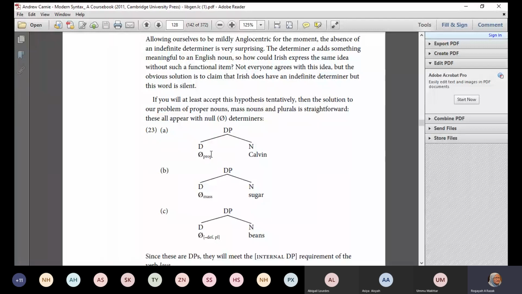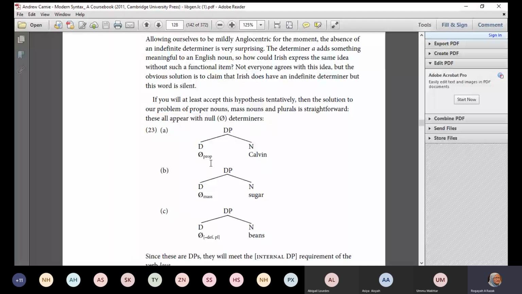He says in the house, the is a determiner. It appears in the DP. But when you have Kelvin, only N. But he wants to make it systematic, uniform with the house. So he says in a DP, even though there is only one Kelvin, he wants to suggest a D, and that D is a null. Null means empty. A null D, which is a proper. So he gives detail that this null is to accommodate for proper nouns.